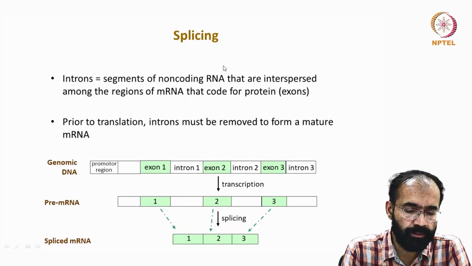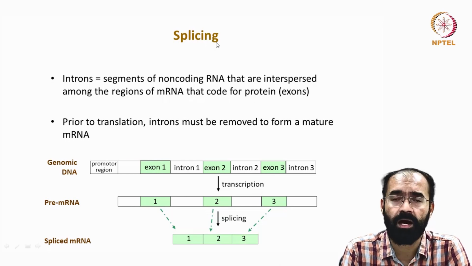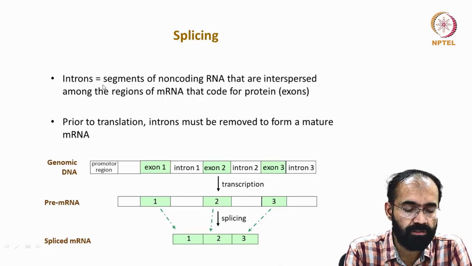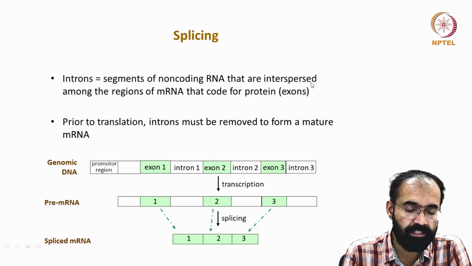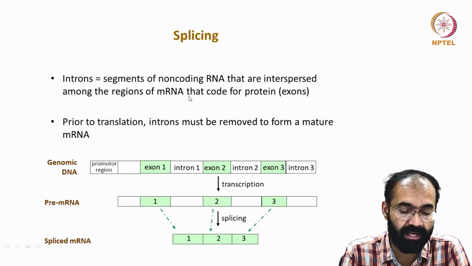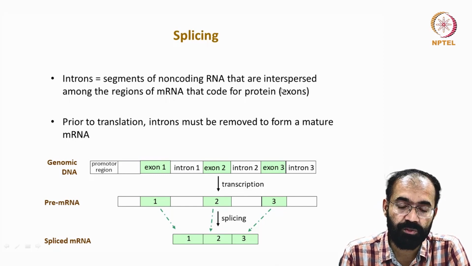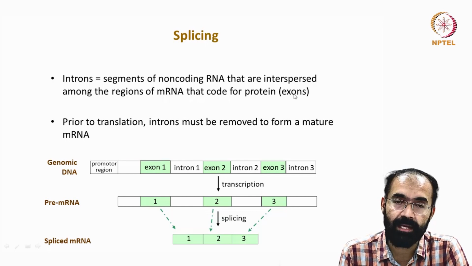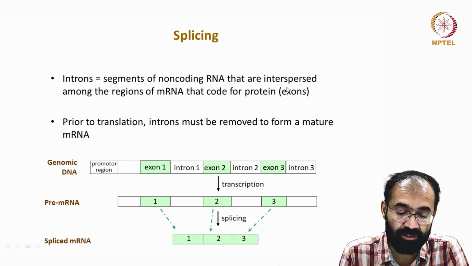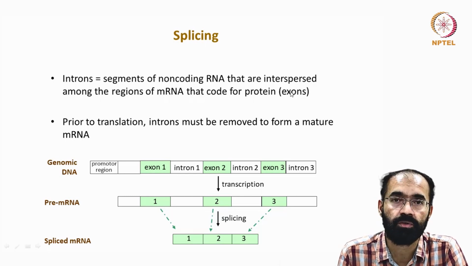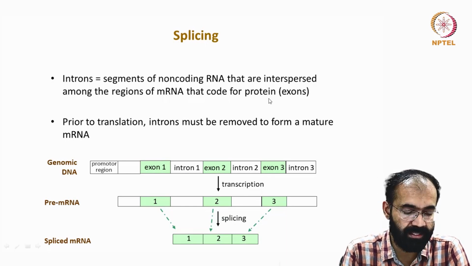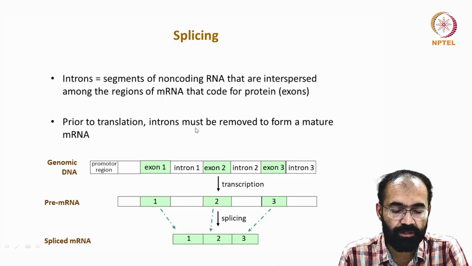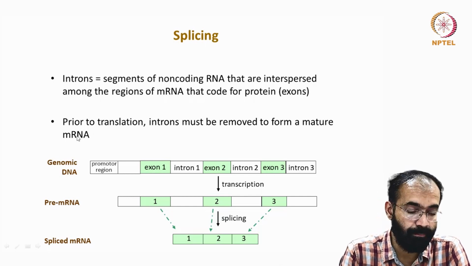Let us quickly look into what splicing is and how it is important. Introns by definition are segments of non-coding RNA that are interspersed among the regions of mRNA that code for protein, which we usually refer to as exons. So if a region in the mRNA is capable of coding for amino acids, we call it an exon, and a region which does not code, we call an intron. Normally the introns are located in between various exons. So prior to translation, introns must be removed to form a mature mRNA.